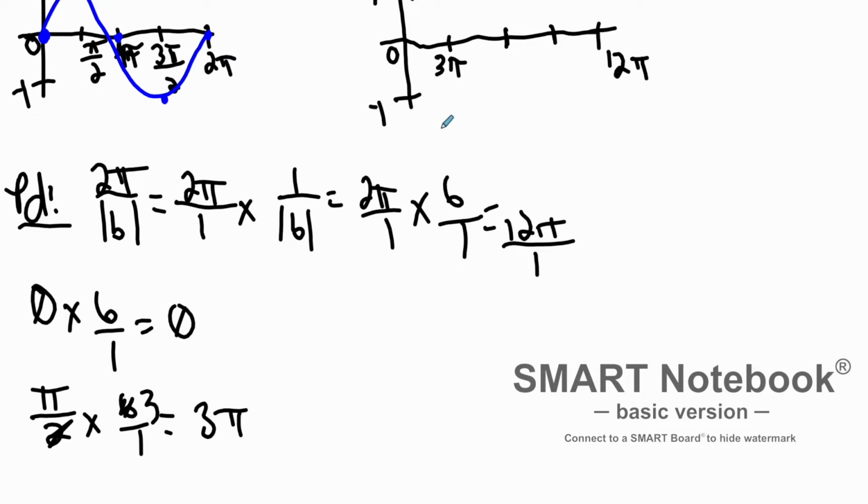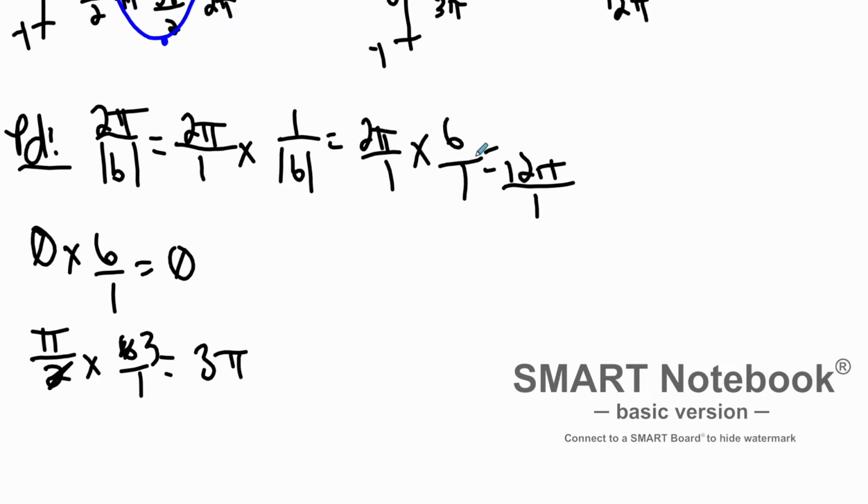Keep in mind that we need to have a pattern here as well. So if this was 3 pi, if we keep going in increments of 3 pi, this should be 6 pi, 9 pi, and 12 pi. All right, so we're going to verify that here.